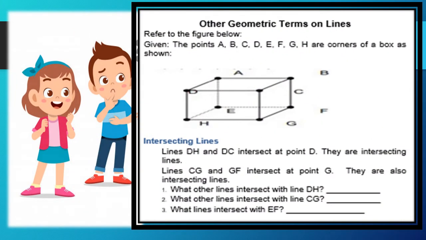Other geometric terms on lines, refer to the given figure below. We have the given points A, B, C, D, E, F, G, and H, which are corners of a box as shown. It also represents a vertex. Intersecting lines. Lines DH and DC intersect at point D. They are intersecting lines.